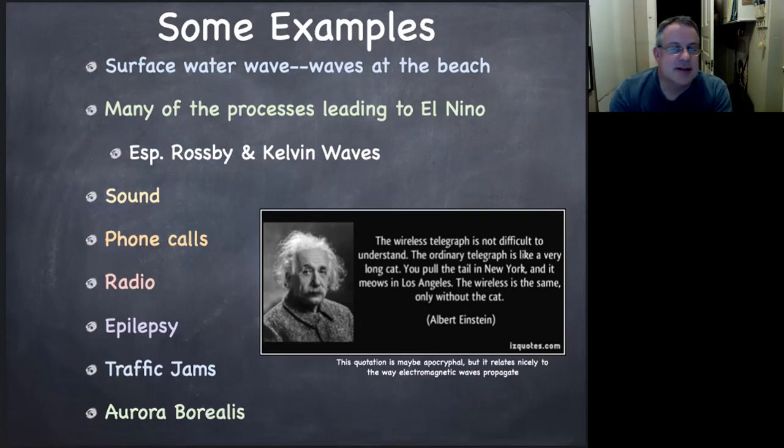So this is a great quotation from Einstein. The wireless telegraph is not difficult to understand. The ordinary telegraph is like a very long cat. You pull the tail in New York and it meows in Los Angeles. The wireless is the same except without the cat. Anyway, all right.